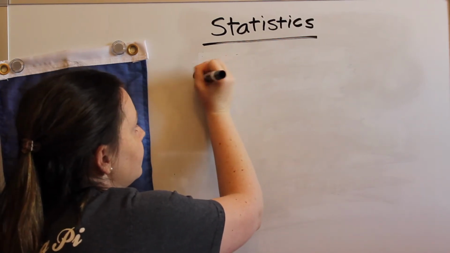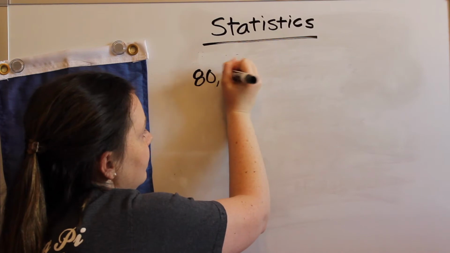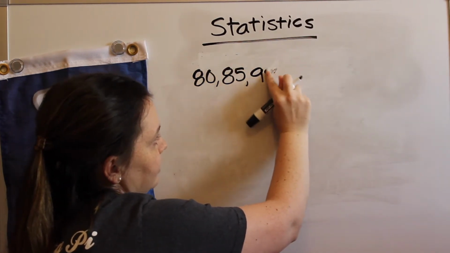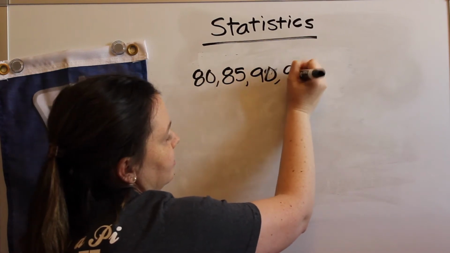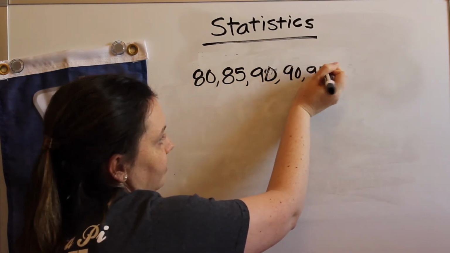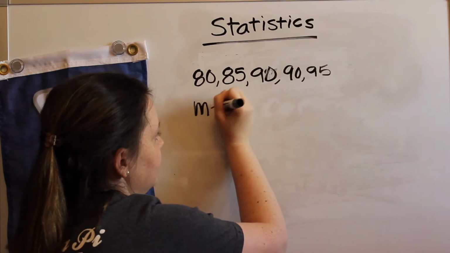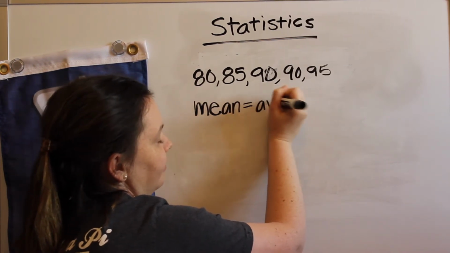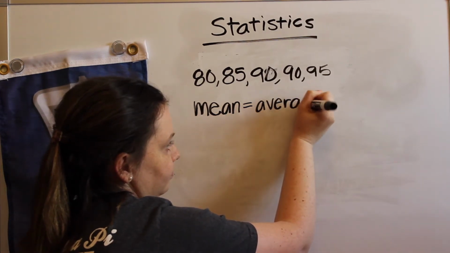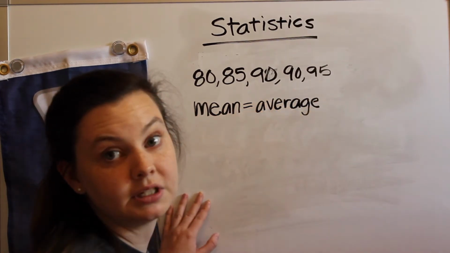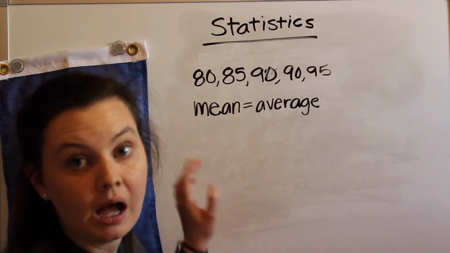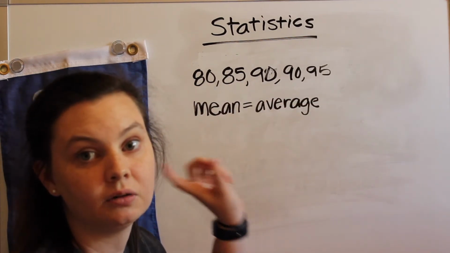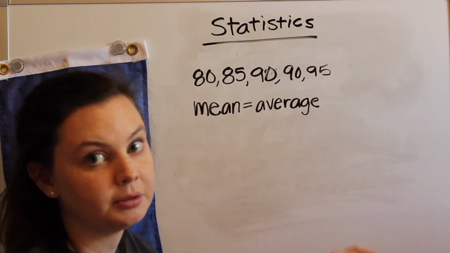So our data points are going to be 80, 85, 90, that's a 0, 90, 90, and 95. We're going to start with finding the mean, which, as a reminder, is also called the average. So to find that, you're going to add them all up, and I know that I gave them in order, but if they're not in order from least to greatest, I always put them in order first.